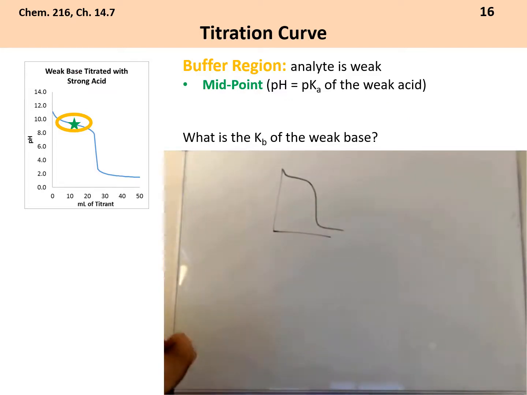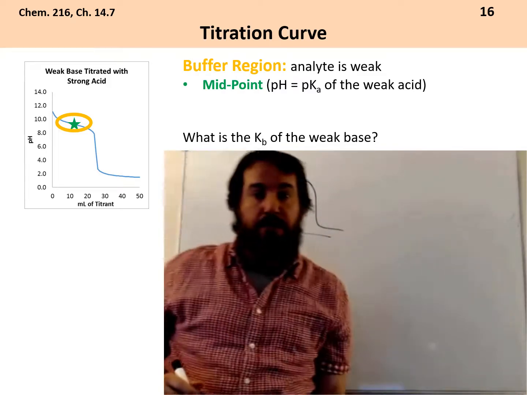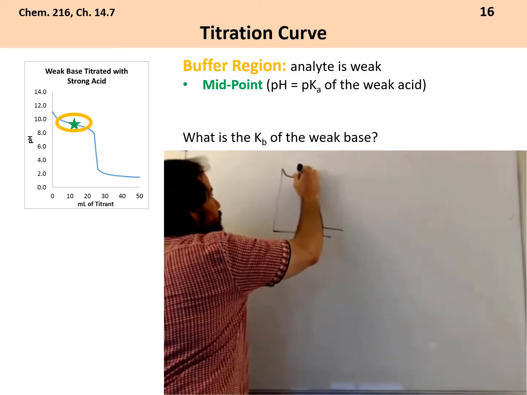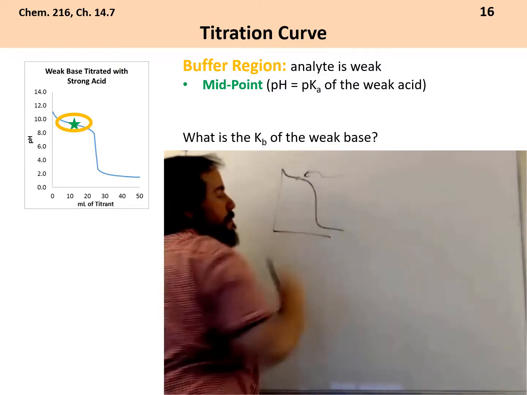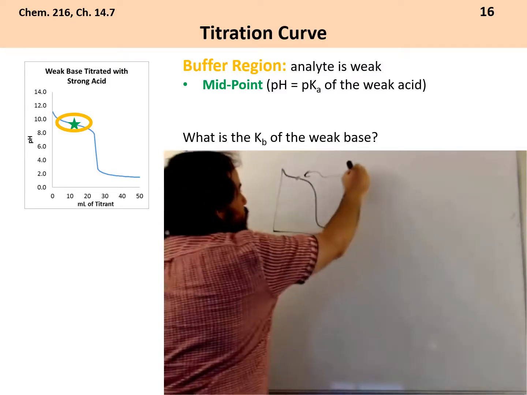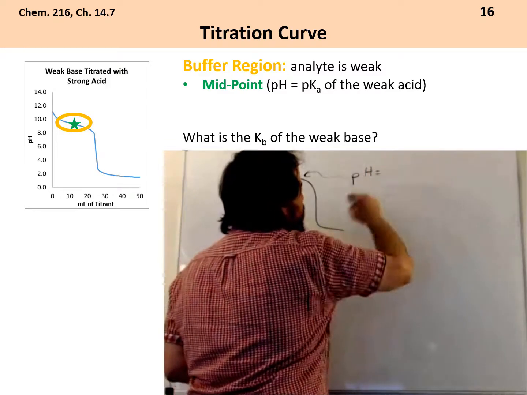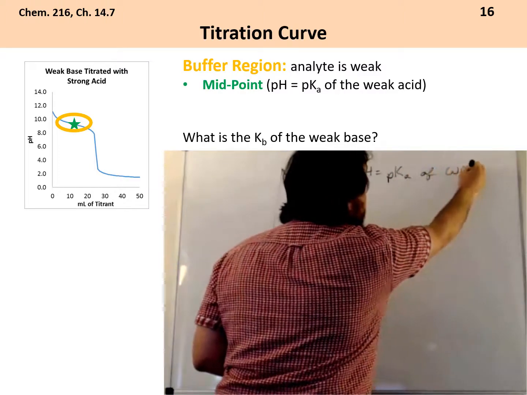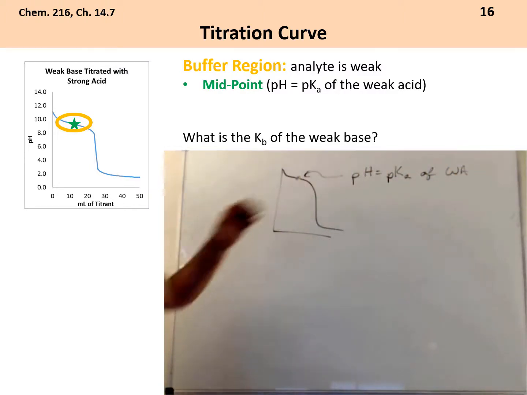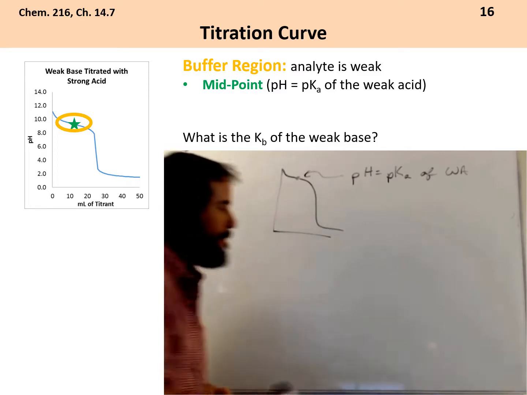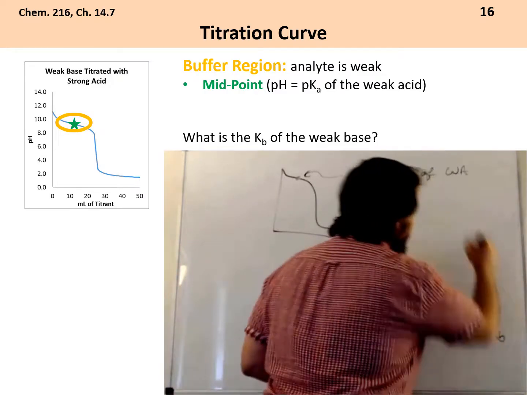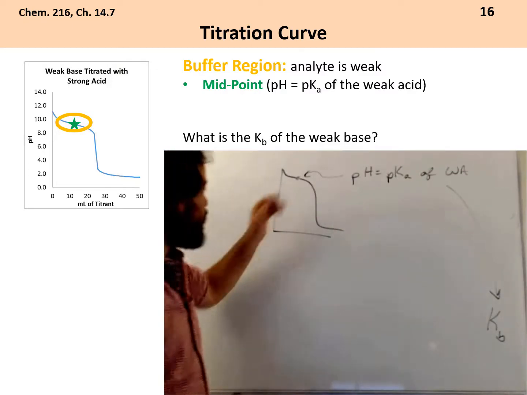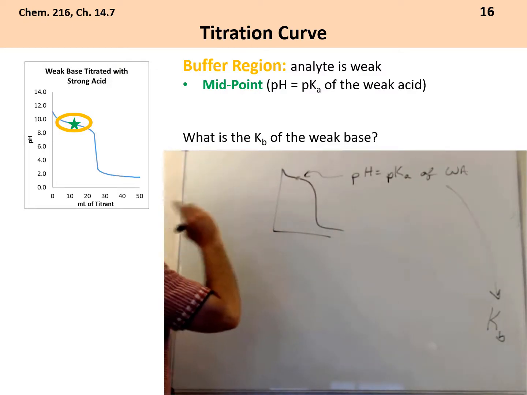Okay, so we have our curve here. We want to know what the Kb of the weak acid is. This point right here, which is my midpoint, is the place where pH equals pKa of my weak acid. Well, we're not asked for that. We're asked for the Kb, so we need to find the way to get from pKa to Kb. But first, let's make sure we understand what this means.